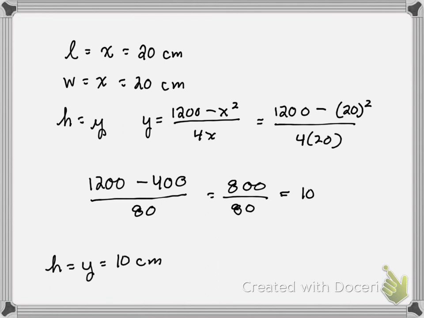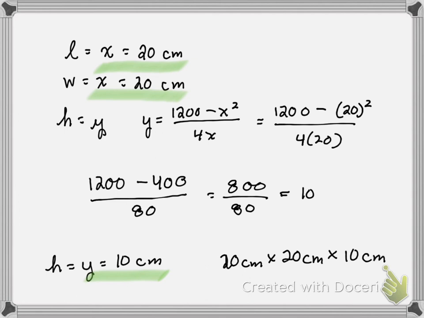So my answers are x equals 20 centimeters. That's the length. The width is also 20 centimeters, and the height is 10 centimeters. So you could even write it up like this: 20 centimeters by 20 centimeters by 10 centimeters. And that's my answer.